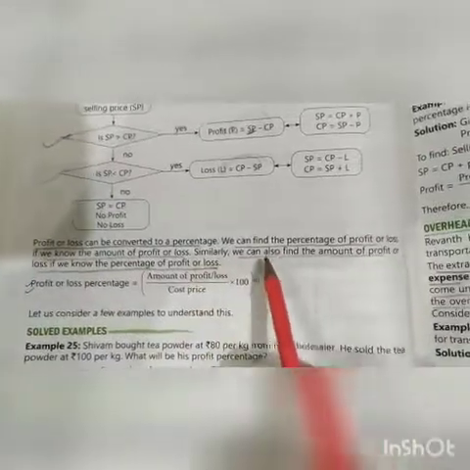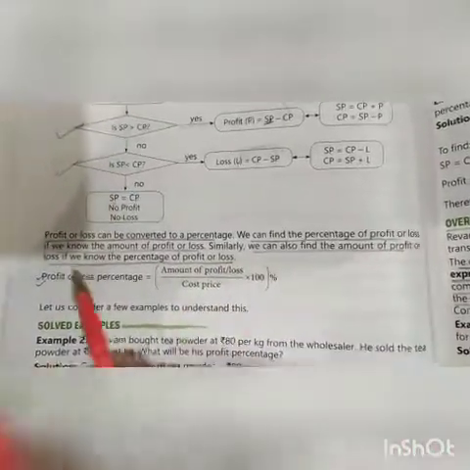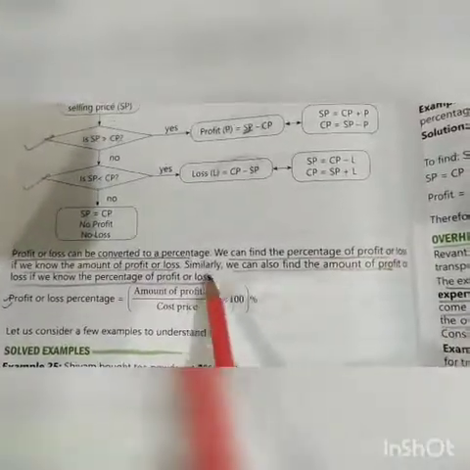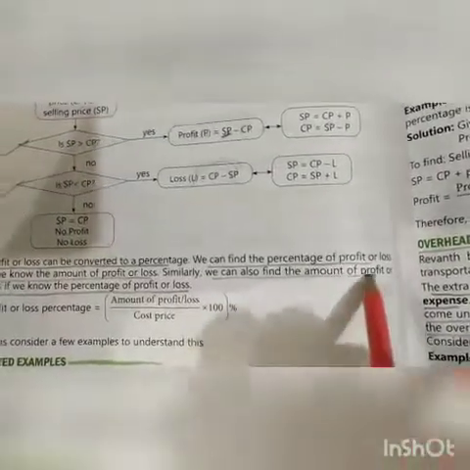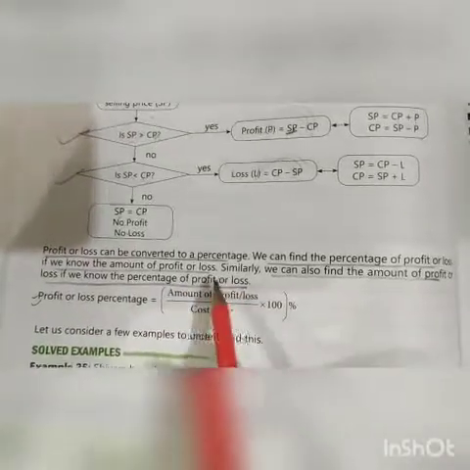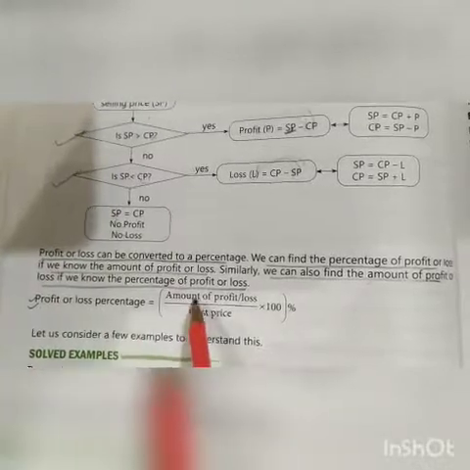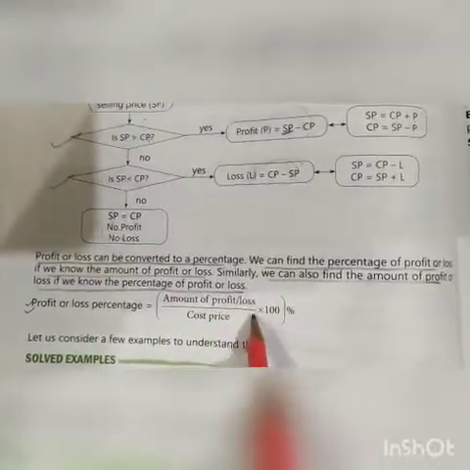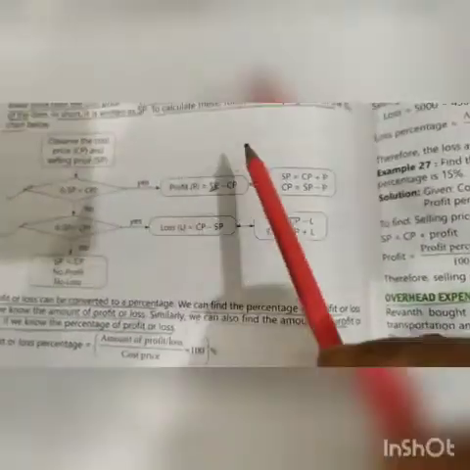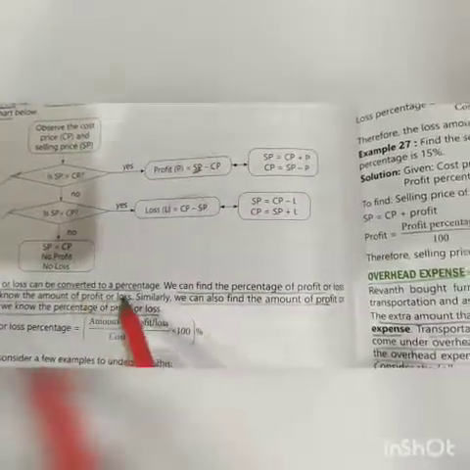Profit or loss can be converted to a percentage also. How? We can find the percentage of profit or loss if we know the amount of profit or loss. Similarly, we can also find the amount of profit or loss if we know the percentage of profit or loss, or we can say vice versa. Profit or loss percent is equal to amount of profit or loss upon cost price into 100%. I think all this material will be clear to you.